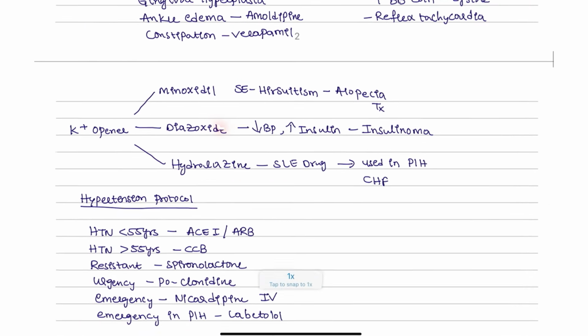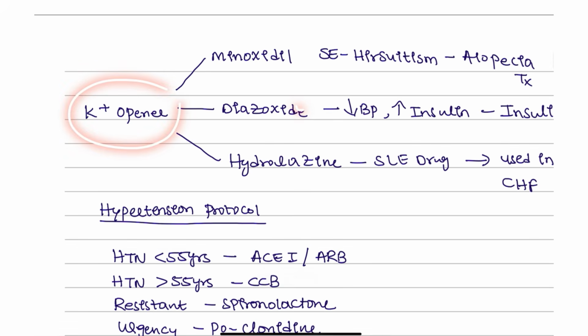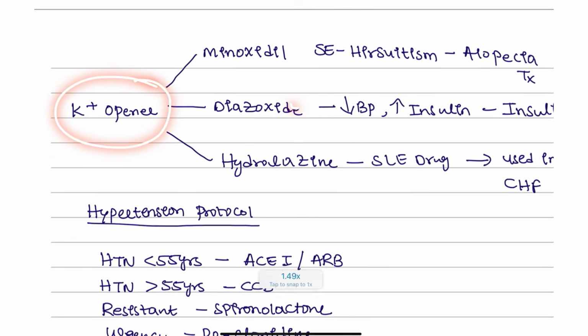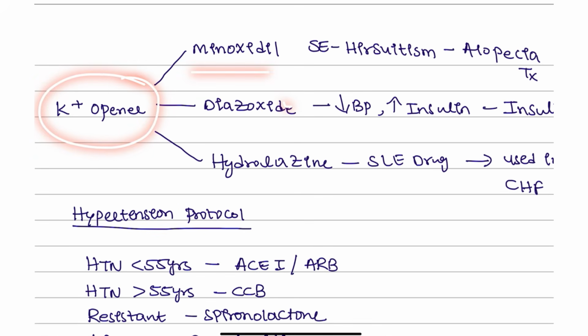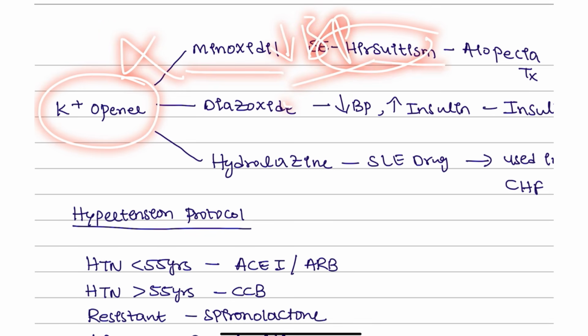Okay, next, moving on to the potassium channel openers. What are the potassium channel openers? Minoxidil, and the common side effect of minoxidil is hirsutism. We do not use it for BP because it can cause a potent BP lowering, and hypertension will be seen. But anyway, hirsutism is seen as a side effect, so we started using it for alopecia.